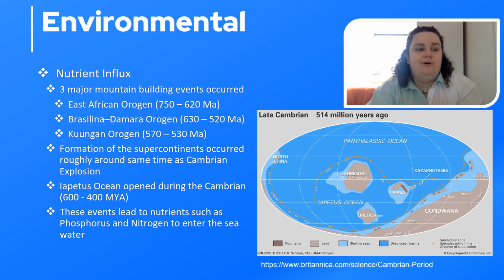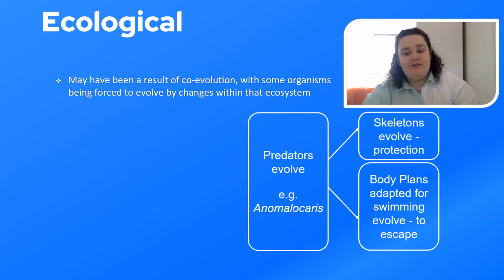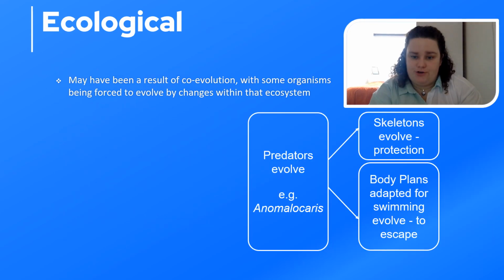But the increase in nutrients was probably not linked to the increase of diversity, which means the number of species, or with the increase of disparity, which is the number of phyla. Now to the ecological triggers that may have occurred. So the Cambrian explosion is thought to have maybe occurred as a result of co-evolution, with some organisms being forced to evolve by the changes within the ecosystem.